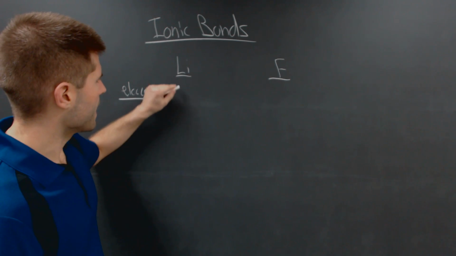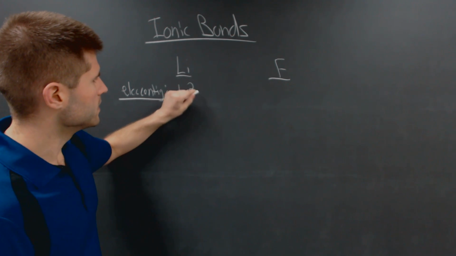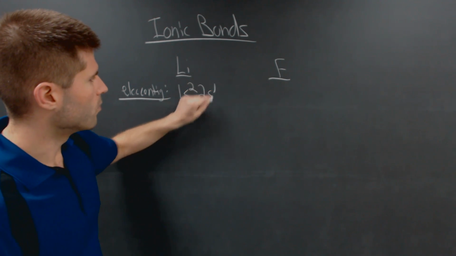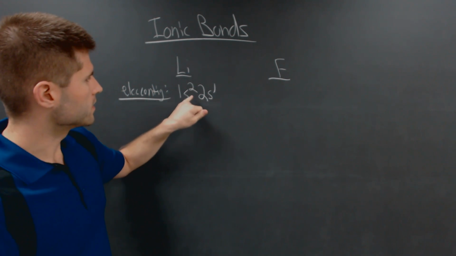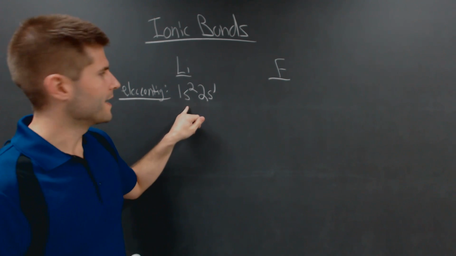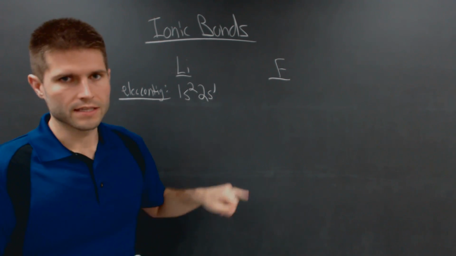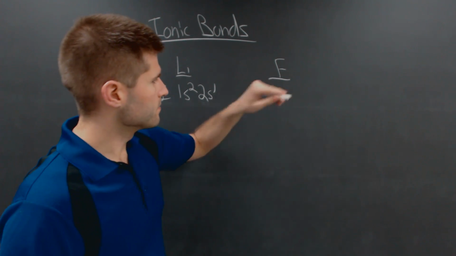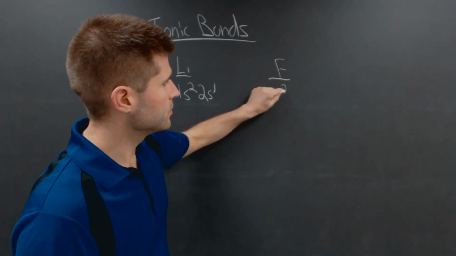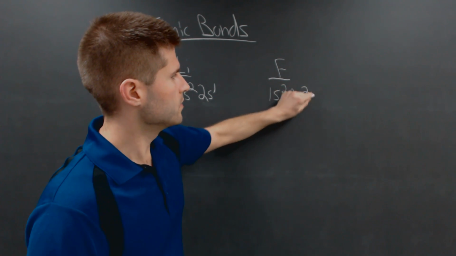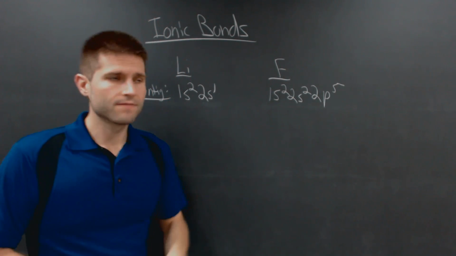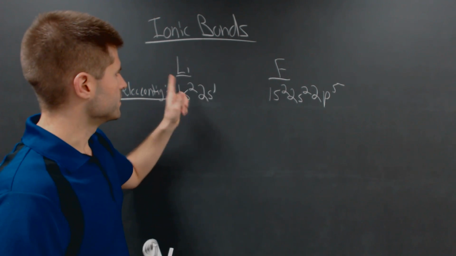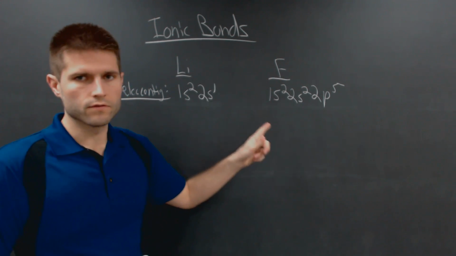So here we're going to have a 1s2, 2s1. That is the electron configuration for lithium. There are 3 total electrons, 2 are in the 1s, 1 is in the 2s. For fluorine, it's a little bit more complex. It's a 1s2, 2s2, 2p5. So that's fluorine's electron configuration. This is a neutral lithium and this is a neutral fluorine.